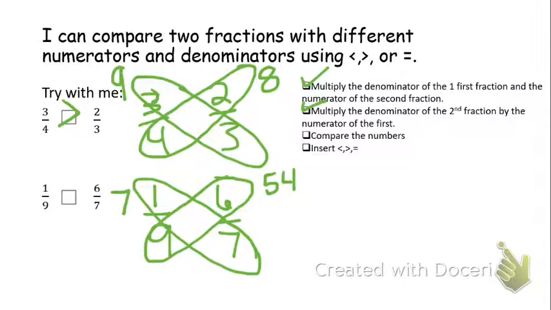Which is bigger, 7 or 54? Hopefully you said 54. So 54 is next to what fraction? 6/7. So now I am going to make my alligator mouth, eat 6/7. So 1/9 is less than 6/7.